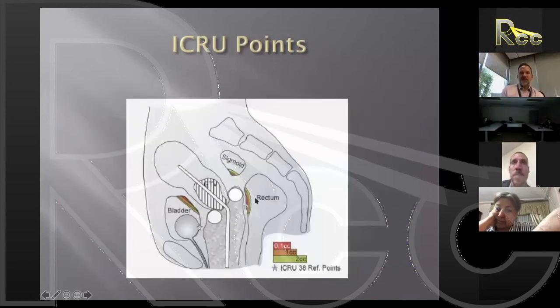The ICRU points, if we look at those compared to a high-risk CTV or to 3D dosimetry, really there's no ICRU point for sigmoid because you can't see it on 2D radiographs. And the bladder point oftentimes does not correspond and has not a strong relation to where the highest doses are. And you can directly move your isodose curves to minimize that dose.